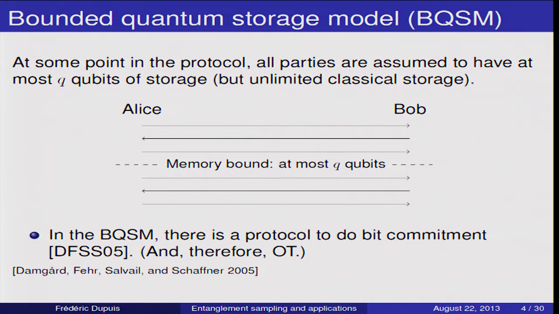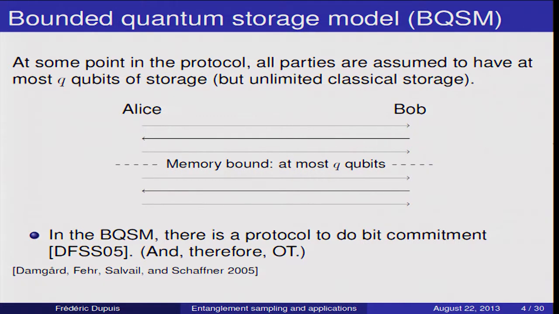So here's what the model looks like in a nutshell. We have Alice and Bob. They exchange quantum messages back and forth. And at some point, there's going to be a memory bound that applies. At that point, we're going to suppose that both parties can only store at most q qubits. A qubit is basically the quantum analog of a bit.